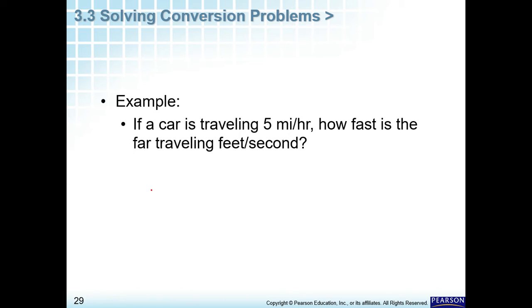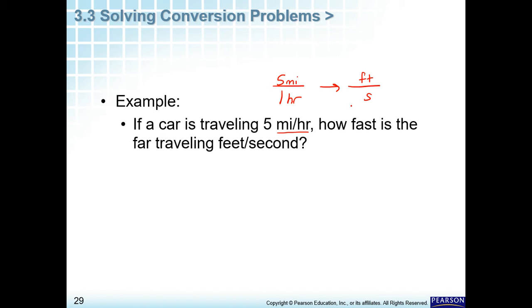Here is another example that I have. And this one is not in your notes, but there's plenty of space on the bottom to fill this in. It says, if a car is traveling 5 miles per hour, how fast is the car traveling in feet per second? Now, this is a unit for speed, and you can see it's written with this little slash here. This can be rewritten as 5 miles for every 1 hour. And we want to get this to feet per second.